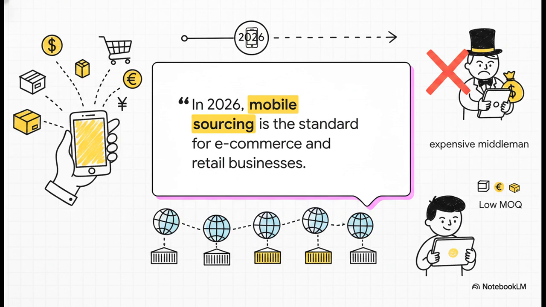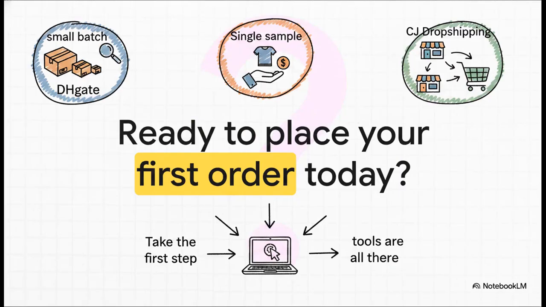It's pretty amazing. So I want to leave you with this question to chew on. Which low-risk app are you going to download today to make your very first zero MOQ order? Will it be DHgate to test out a small batch? AliExpress for a single low-risk sample? Or maybe CJ Dropshipping to start building an entirely automated storefront?